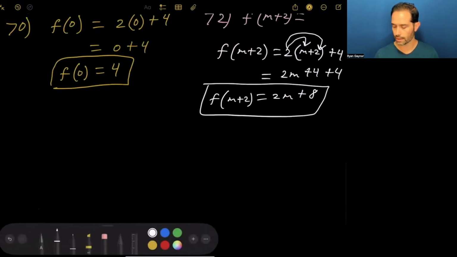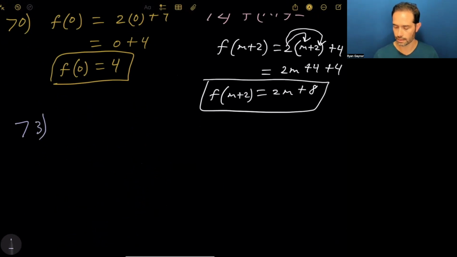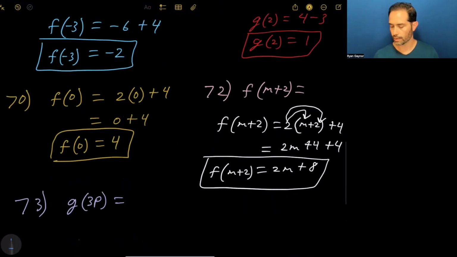Okay, and I do want to do the last one. This is 73. G of 3p. All right, so this time, just like the time before, they're asking us to plug in something that is not just a number, it has a variable with it, 3p, an expression. So here we go. So we use the parenthesis. Instead, our x this time is 3p. We got to put the whole thing in parenthesis. 3p, close parenthesis, squared minus 3.